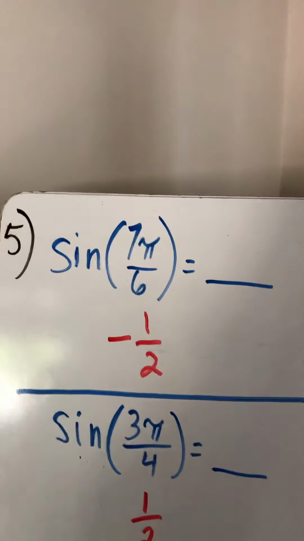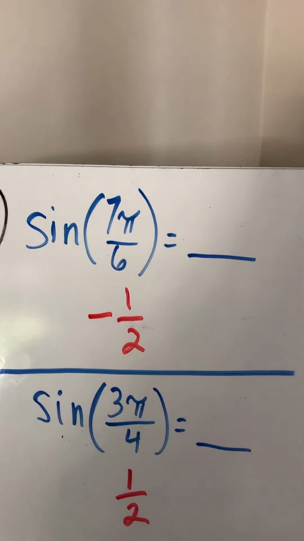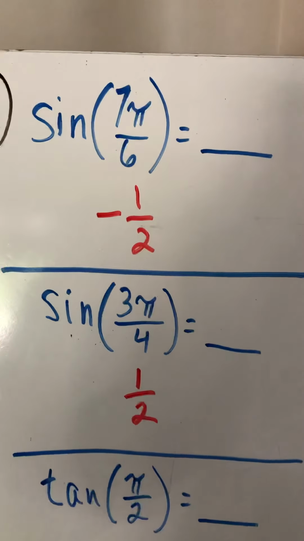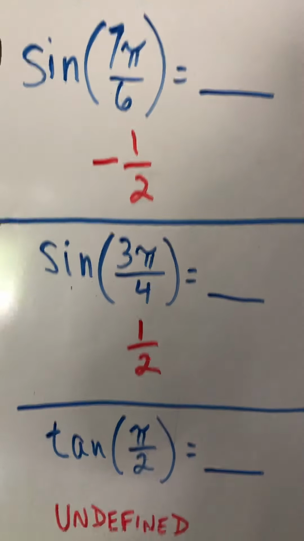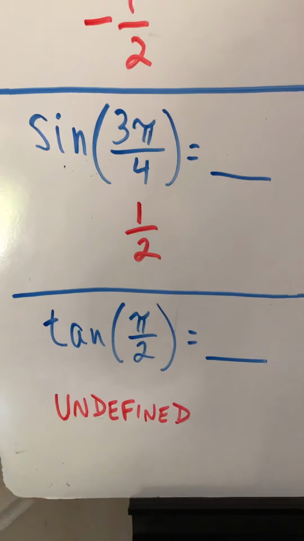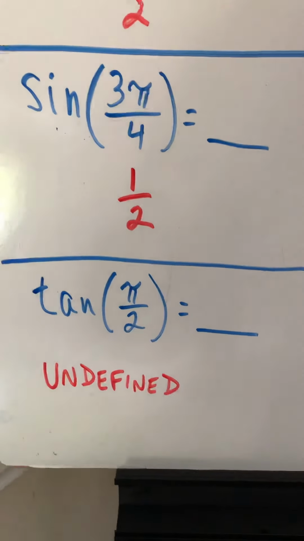If it says sine 7 pi over 6 equals, your answer is negative 1/2. If it says sine 3 pi over 4, your answer is positive 1/2. If it says tan pi over 2 equals, your answer is undefined. Okay.